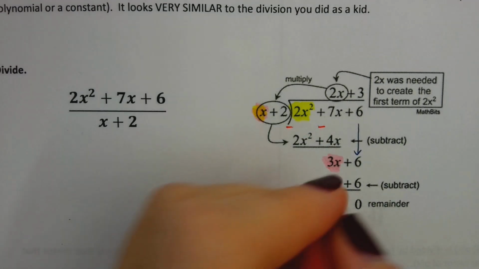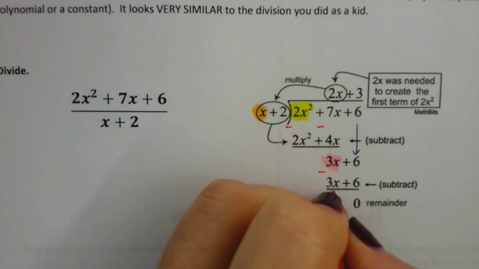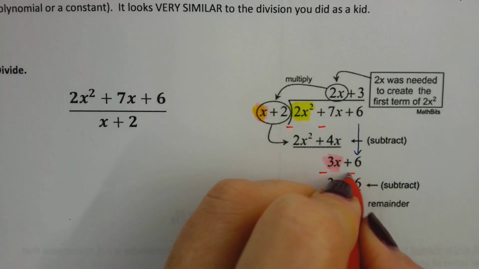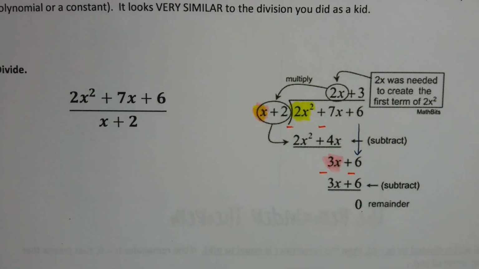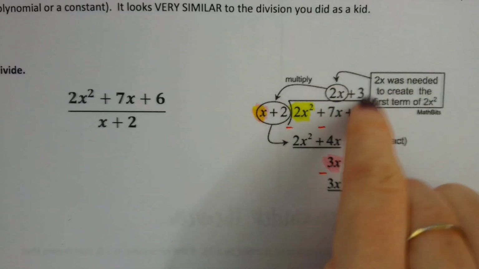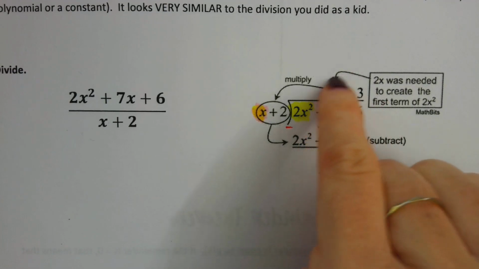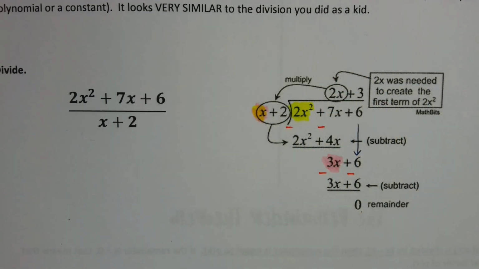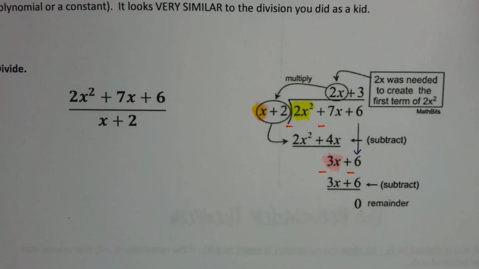And then at the very end, you're going to subtract. 3x minus 3x is gone. 6 minus 6 is 0. So this one actually divides evenly, okay, because we got a remainder of 0. And the quotient is 2x plus 3. So 2x plus 3 would be the answer. They do not always divide evenly. Sometimes we'll have to write the remainder.